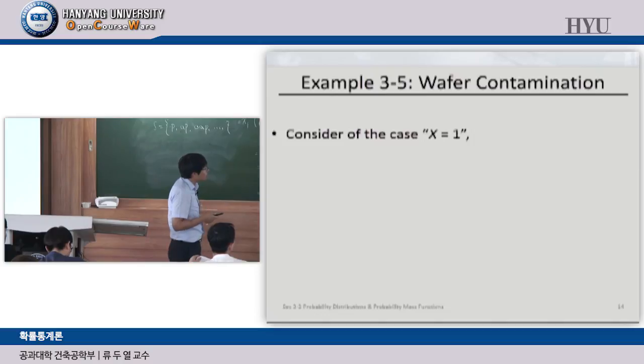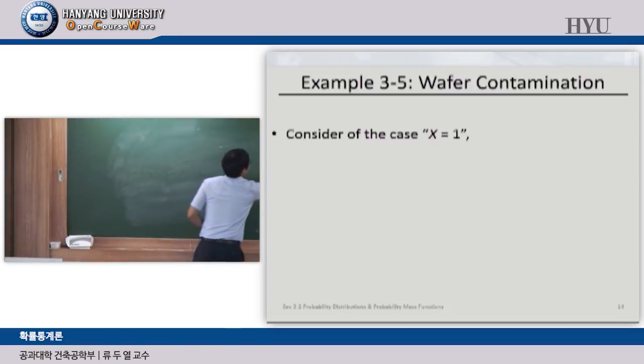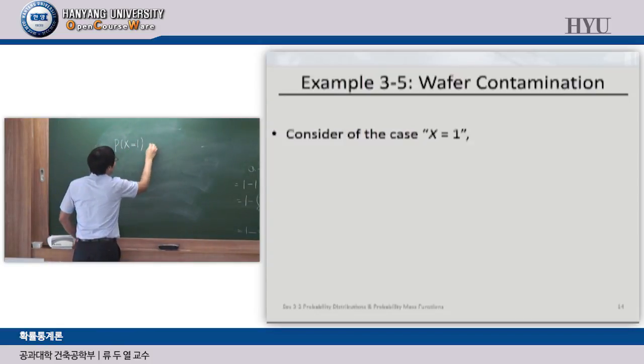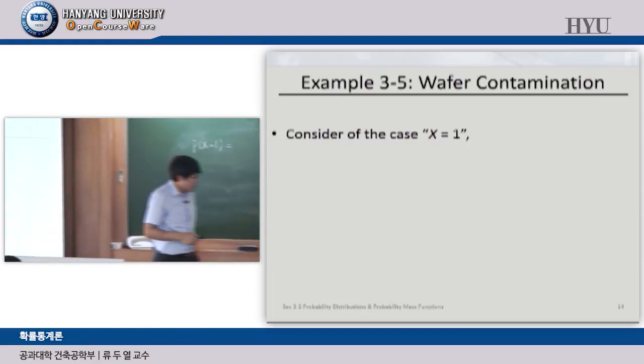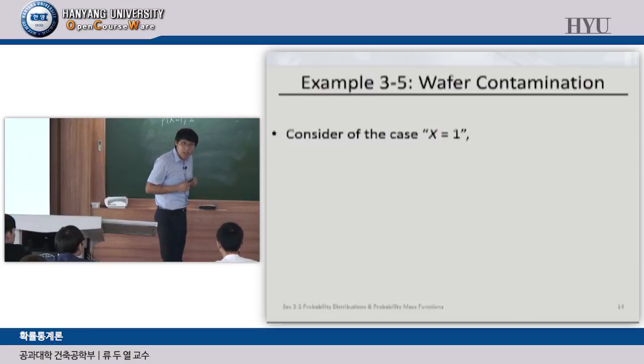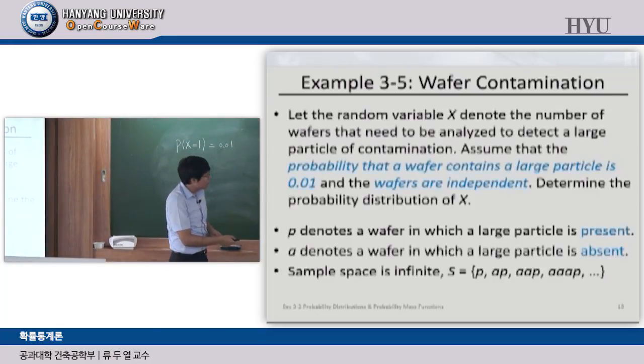So in this case, consider the case x equals 1. So the probability of x equals 1, that should be, we have to select the first whopper with contamination, right? Because this is the number to select the whopper with contamination. So that is 0.01, okay? Because from the question, the probability that a whopper contains a large particle is 0.01, okay?